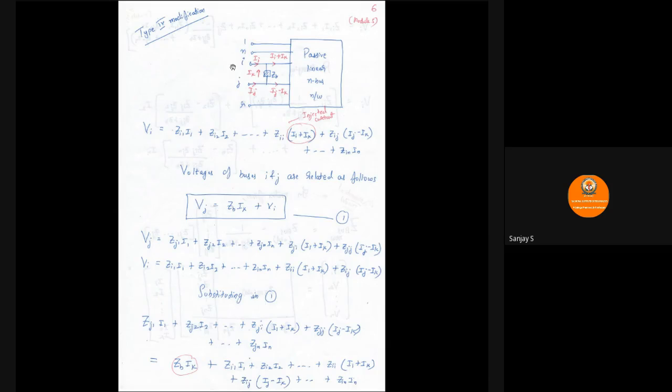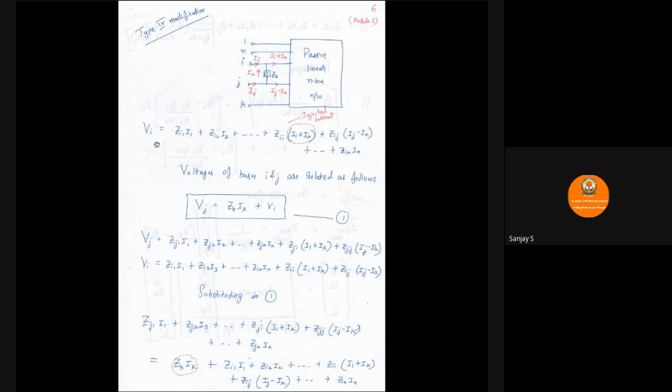Next we'll move on to type 4 modification, where we add Zb between two old buses. So i is one old bus, j is another old bus, in the same partial linear n bus network. Zb is included between them, and let current Ik flow through Zb. Ii is the current injected at bus i, Ij is the current injected at bus j. So the current flowing out of this node is Ii plus Ik, while the current flowing out of this other node is Ij minus Ik.